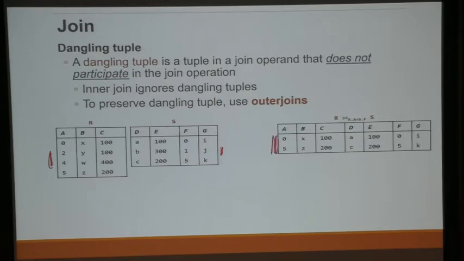To preserve the dangling tuples, you have to use the outer join. So those are the dangling tuples. There are 4 kinds of outer joins.